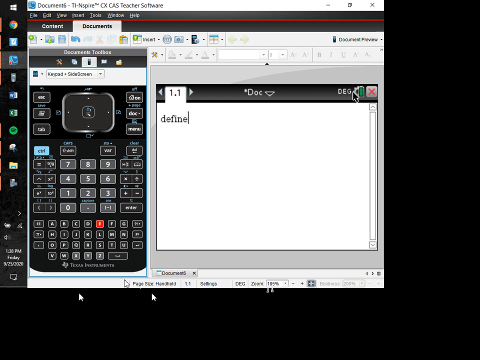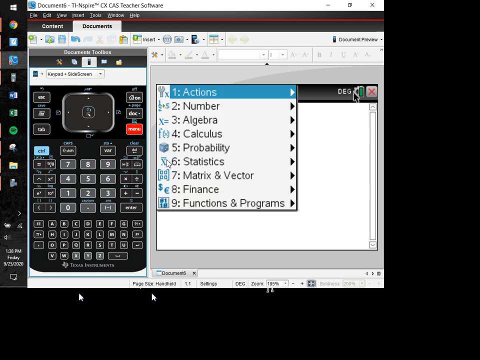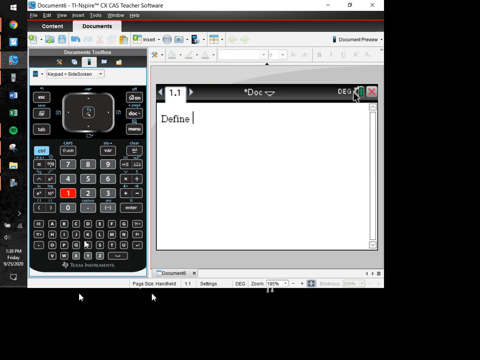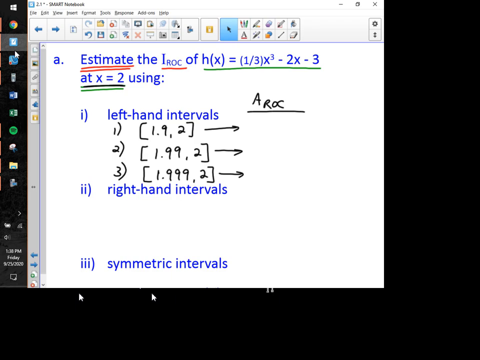But as soon as I hit the E, it stood up straight. That means that the calculator understands what that command means. However, I'd almost rather you guys knew where to find this. Define, which we're going to use a lot this year, is under Menu. It's Actions, so I just press number 1, and then number 1 is to define. And we're going to try to define this function here in our calculator.